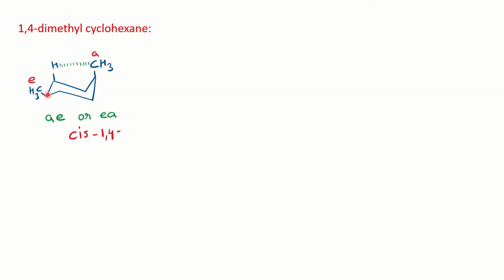Both are above the plane, so it may be AE. If you flip the ring, it will become EA. The axial will convert into equatorial, and the equatorial will convert into axial. And so in total, again, you will find here two 1,3 methyl hydrogen diaxial interactions for the cis 1,4 isomer.